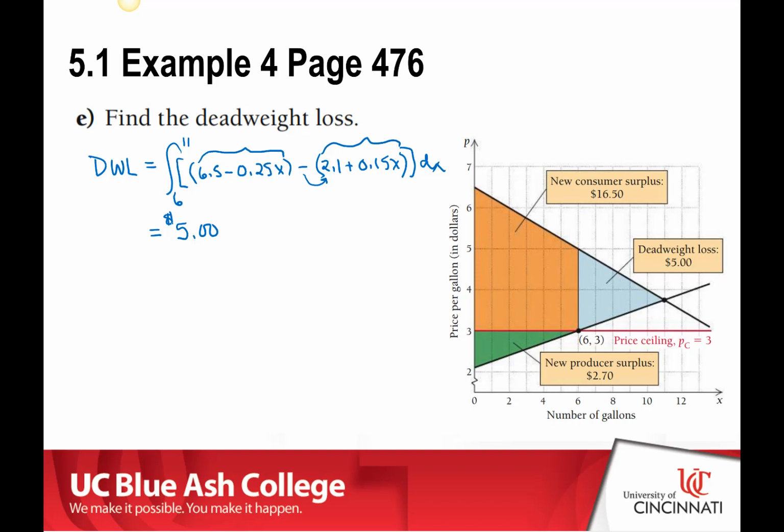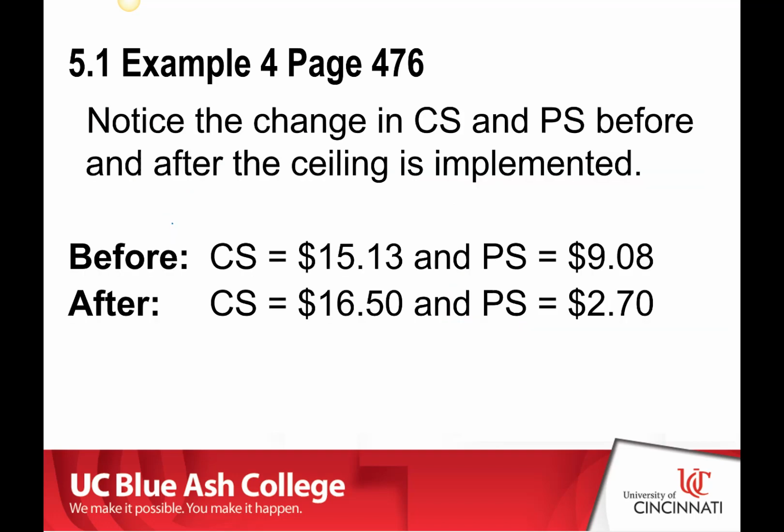Let's take a look at how this actually works out to the benefit and or detriment on each side of the ledger. Before the ceiling was applied, the consumer surplus was $1,530, the producer surplus was $908. After the ceiling is implemented, notice the consumer surplus goes up a bit, while the producer surplus is reduced dramatically. So when a ceiling is implemented, the consumers benefit to some extent, while the producer doesn't benefit at all.